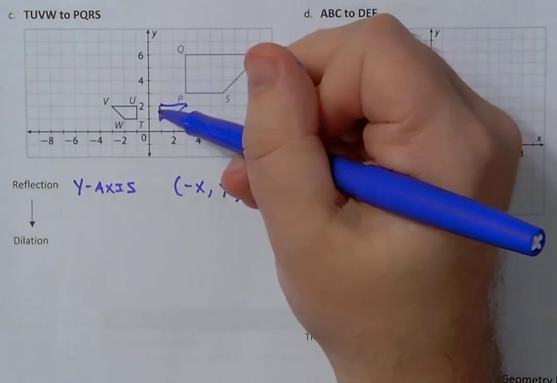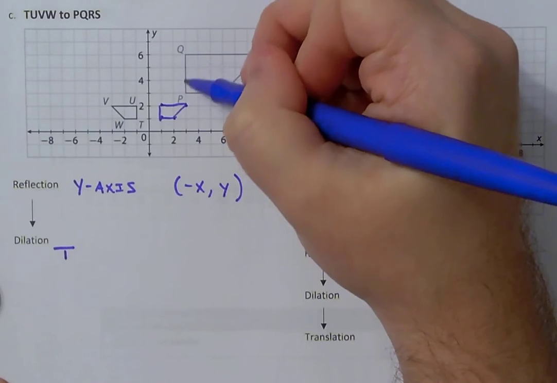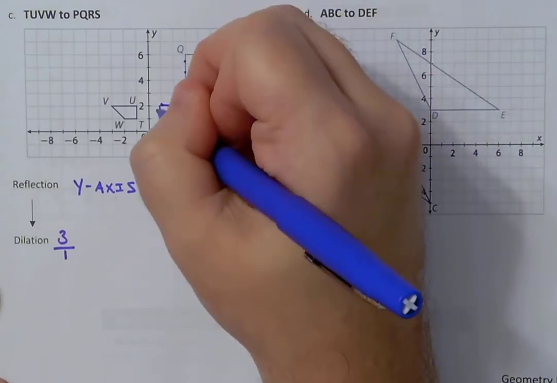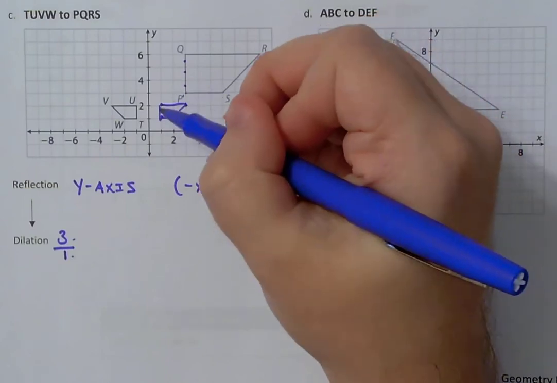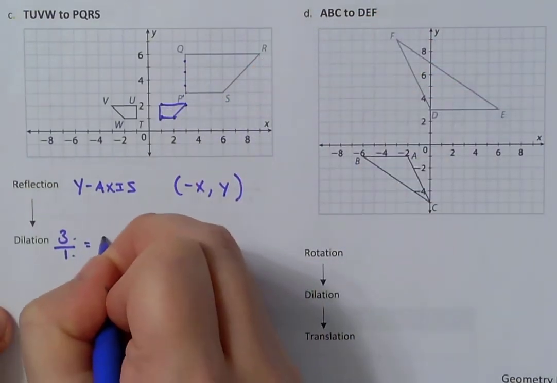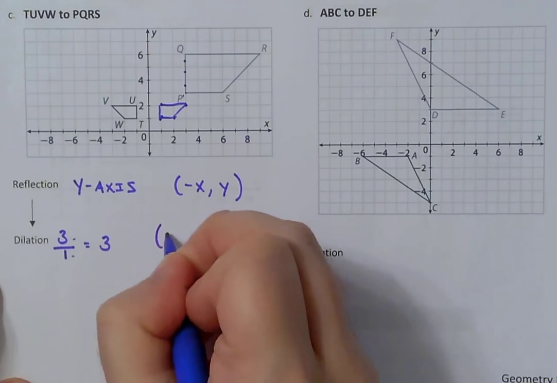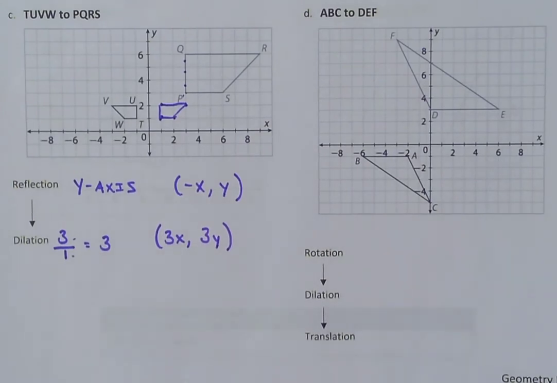Well, if we look at this length right here, that's 1. And since that's the original, that's going to be on the bottom. And then our new shape for this side length, it's going to be 1, 2, 3. Because this is the new and this is the old. Remember, it's new over old, prime over original. So because I have 3 over 1, that means our dilation is 3. So if we have a dilation of 3, that means our coordinate notation is going to be 3x, comma, 3y. And that is our answer for part C.